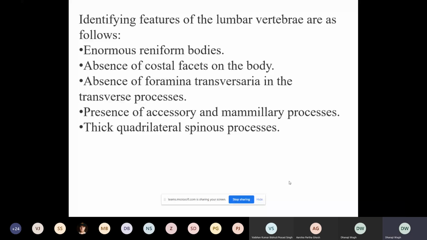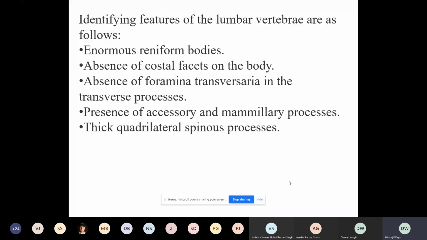Number one, identifying marks. I repeat all these things. It has enormous uniform bodies. Here you can say there is an absence of costal facet on the body. So again you have to remember, the costal facet is present on which vertebrae? The thoracic vertebrae, having the characteristic costal facets present on the body, which are absent in the lumbar vertebrae. Then absence of foramen in the transverse process.